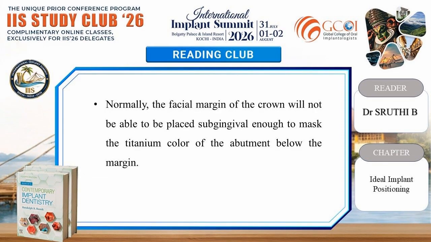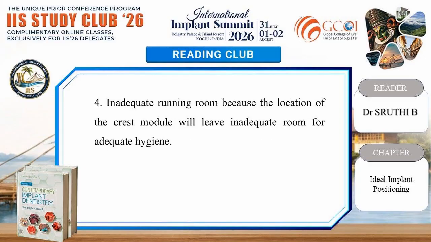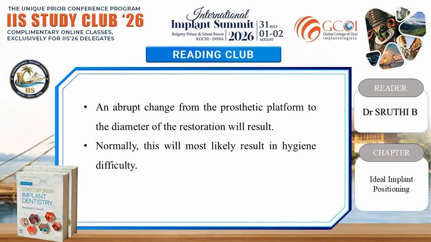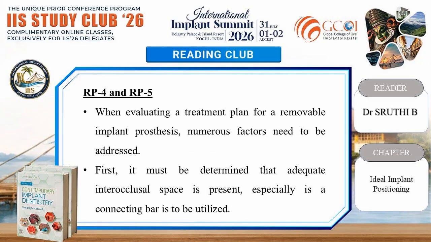Normally, the facial margin of the crown will not be able to be placed subgingival enough to mask the titanium color of the abutment below the margin. Fourth one, inadequate running room because the location of the crest module will leave inadequate room for adequate hygiene. An abrupt change from the prosthetic platform to the diameter of the restoration will result. Normally, this will most likely result in hygiene difficulty.